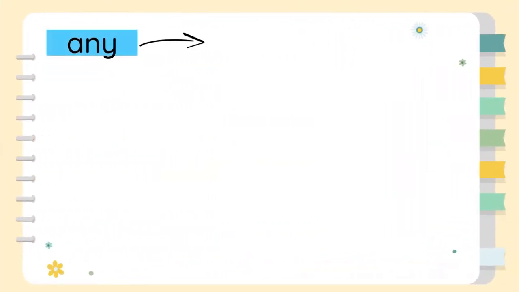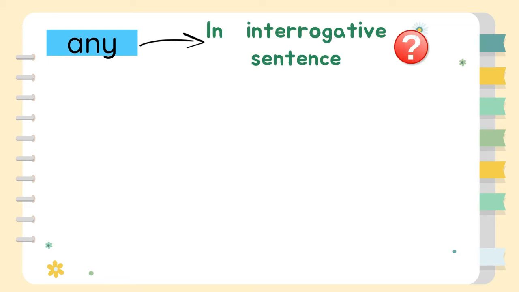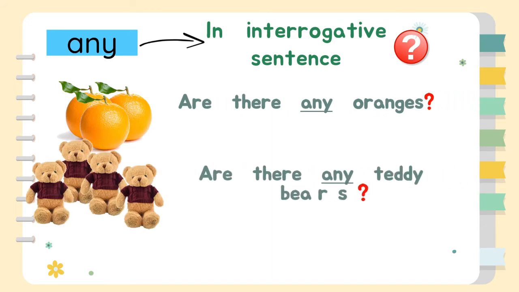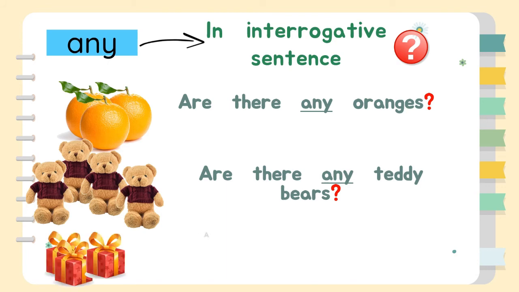Any is used in interrogative sentences. Interrogative means you want to ask something. For example, are there any oranges? Are there any teddy bears? Are there any presents?